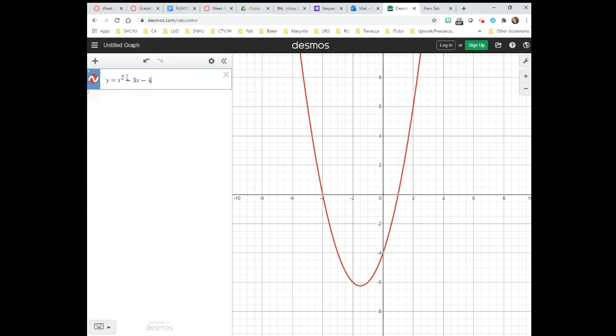Now, I want you to focus in. Remember, we're looking for the domain. And this graph looks like it goes all x's, right? So I'll keep that in mind when I write my domain and range. But look at my range. It looks like it's down here at negative. Did you see how when I hovered over the point, Desmos told me what point that was? Looks like that y value is at negative 6.25. So let's use that as our range value.